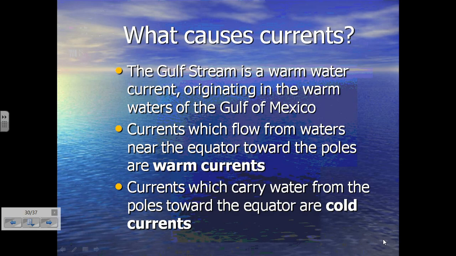Now that we know that the Gulf Stream is a warm water current and it originates in the warm waters of the Gulf of Mexico, we should now be able to understand the flow of warm currents and cold currents. Now, currents which flow from waters near the equator towards the poles are warm currents. Currents which carry water from the poles toward the equator are cold currents. Now, the poles that I'm referring to are the North and South Pole, respectively.